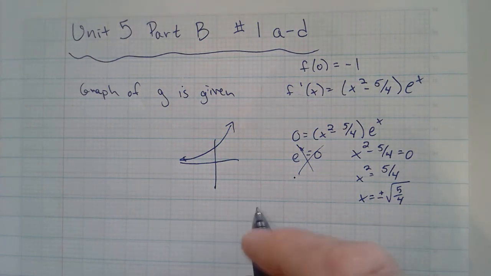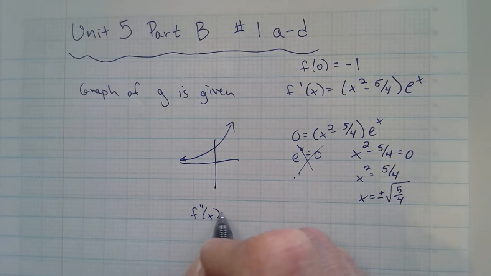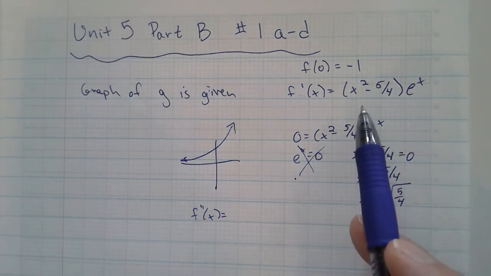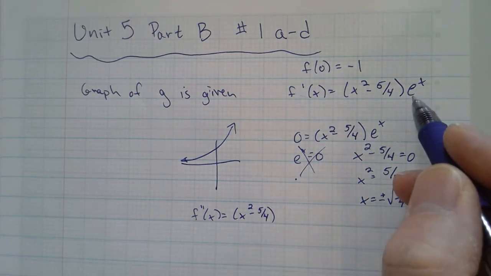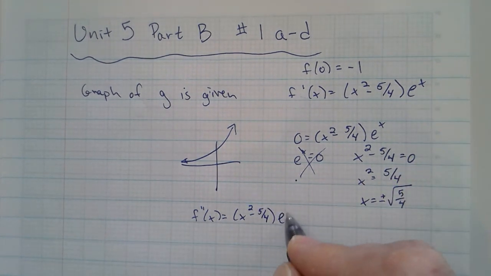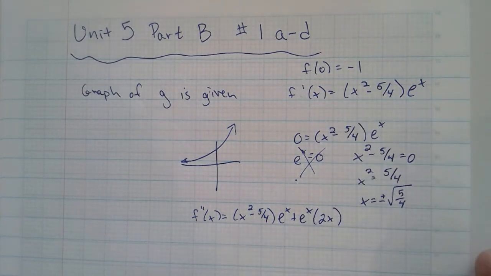So we have to find the second derivative. f double prime of x equals x squared minus 5/4 times the derivative of e to the x, which is e to the x, plus e to the x times the derivative of the other factor, which is 2x. There's my second derivative.